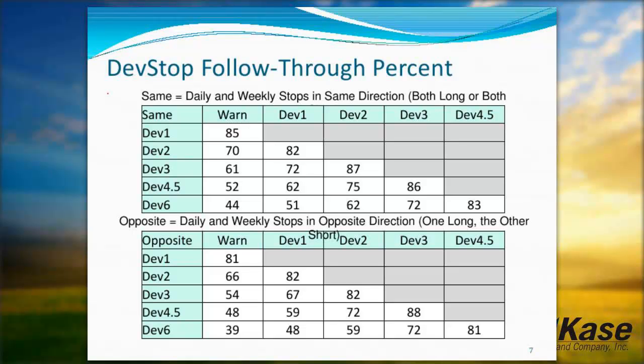Or if I've already hit the warning line, there's an 85% probability for Dev 1, a 70% probability for Dev 2, and so on. And that's when the daily and the weekly stops are in the same direction. The table on the bottom shows when the daily and the weekly stops are in opposite directions, meaning that one set of stops is long, the other set of stops is short, above or below the market. Statistics are about the same.